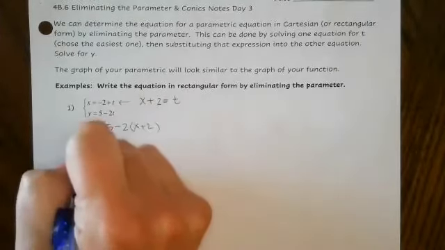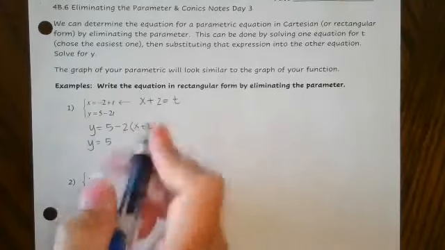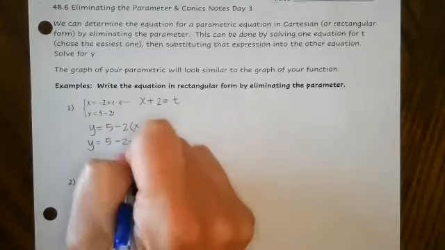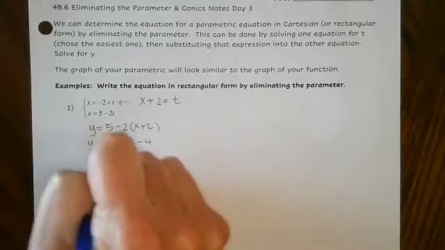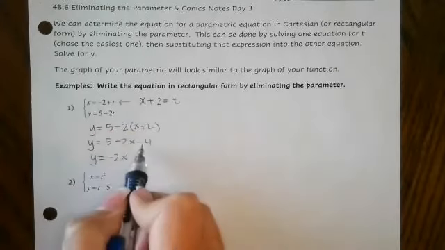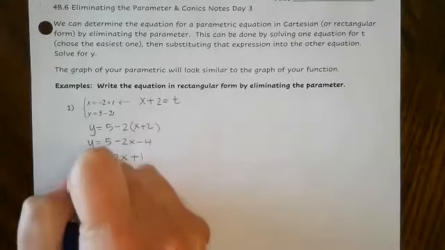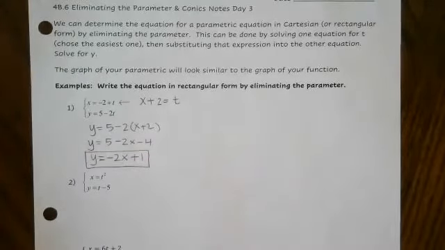Now we simplify, so I'm going to distribute to get rid of this -2. -2 times x gives me -2x, and -2 times 2 gives us a -4. Our last step is to combine our like terms. And so I've got a -2x, and then 5 and -4 gives me 1. And so this would be our rectangular Cartesian form of the equation. It no longer has a t in it, so it just has the x and y.